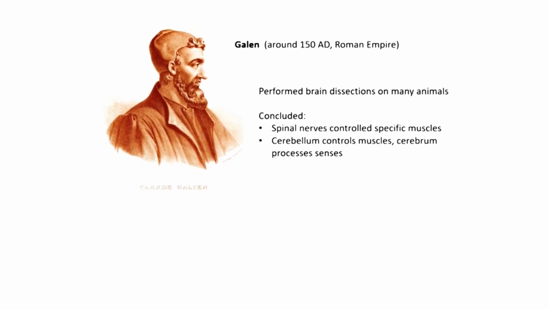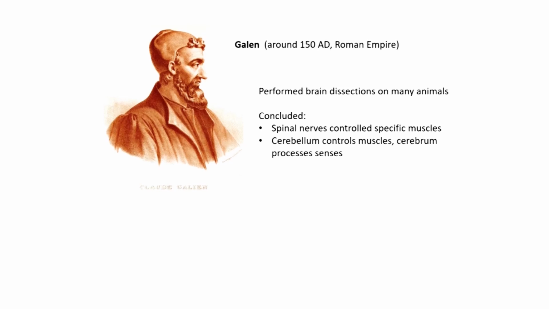After the Greeks, another person who did some remarkable work on the brain was Claude Galen. Galen lived around 150 AD in the Roman Empire. He was a surgeon by profession, so he was used to doing surgeries. And as part of his work, he did surgeries on animals and probably correlated the deficits that he saw in the behavior of the animals with the damages that were there in the brain or the nervous system. And based on that, he was able to conclude that spinal nerves controlled different muscles in the body.